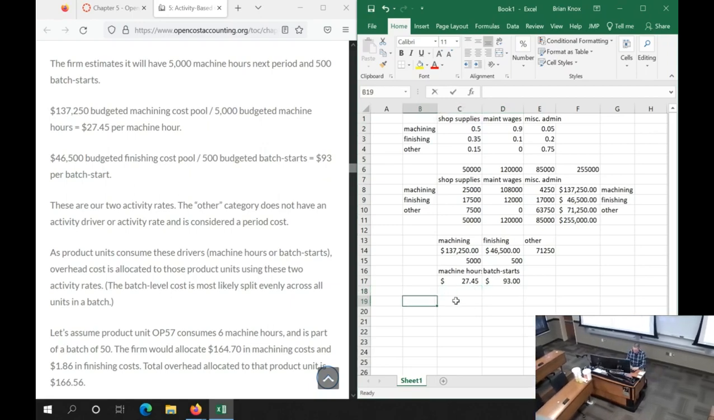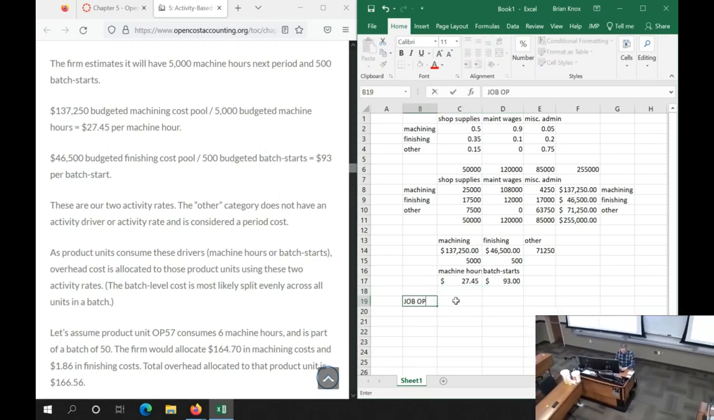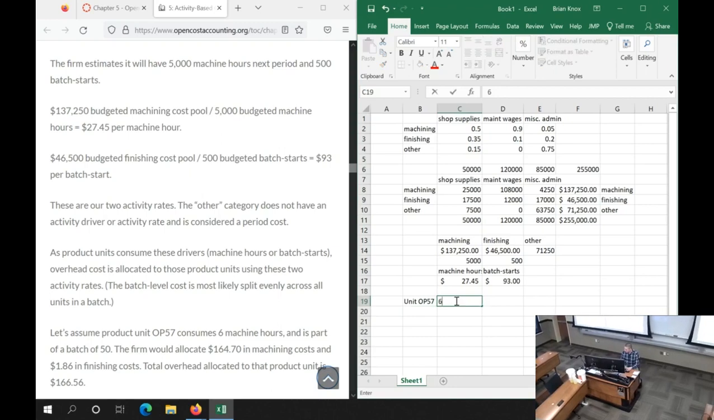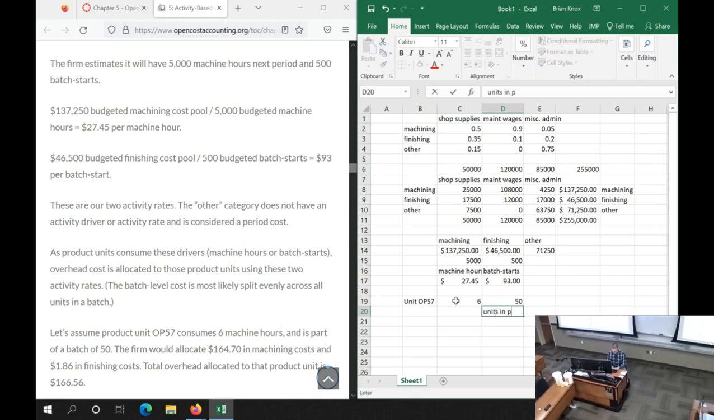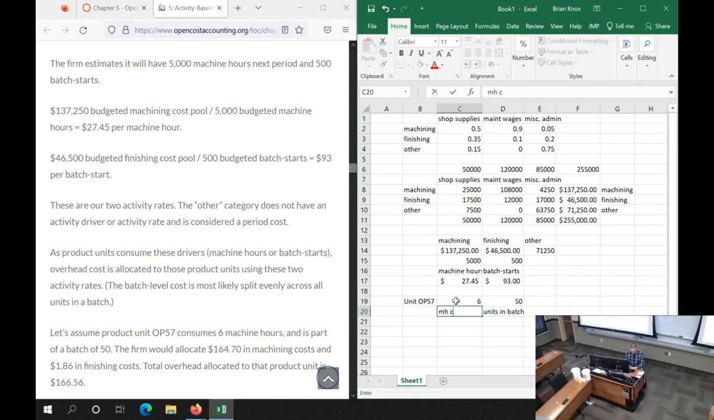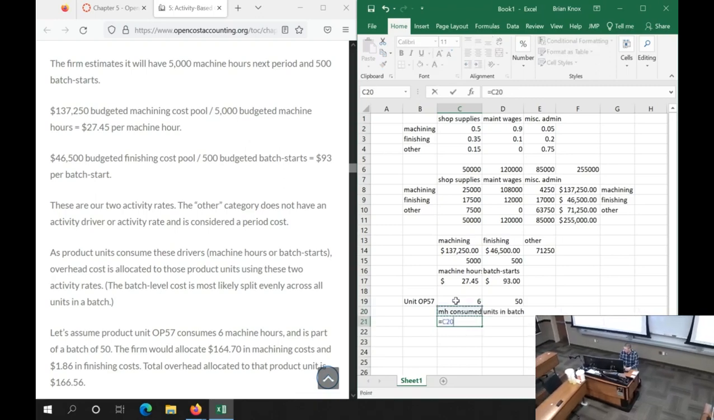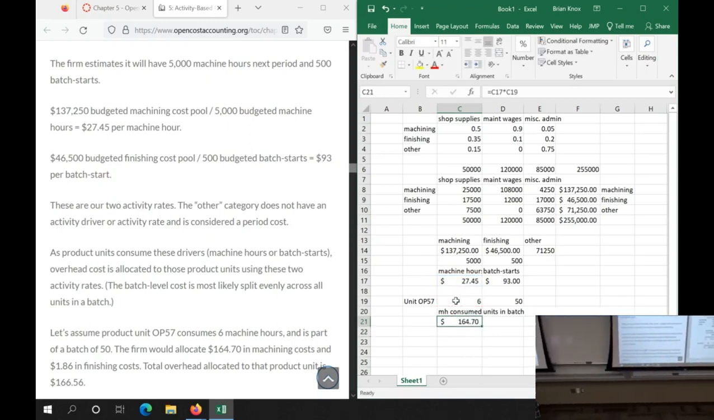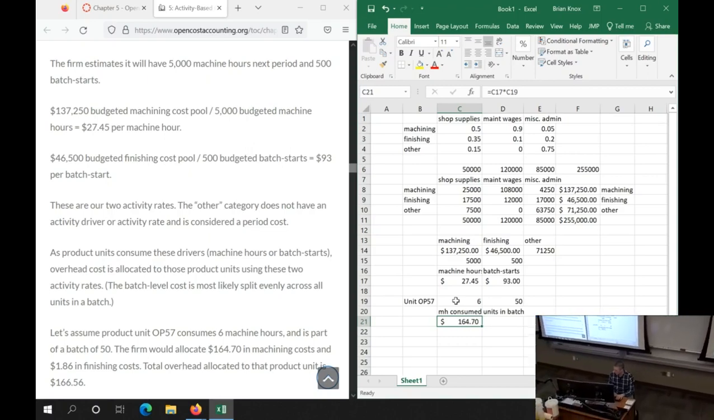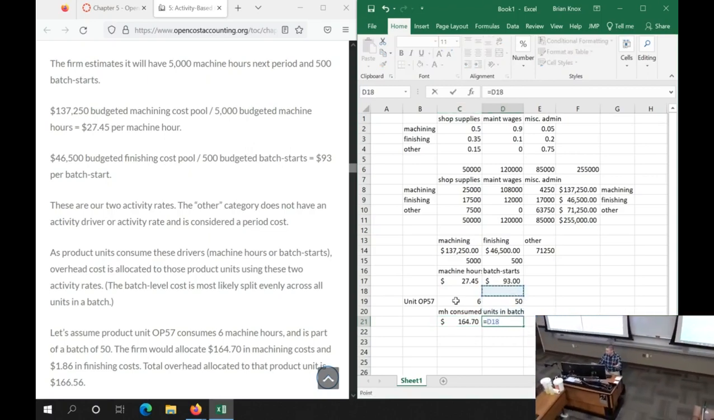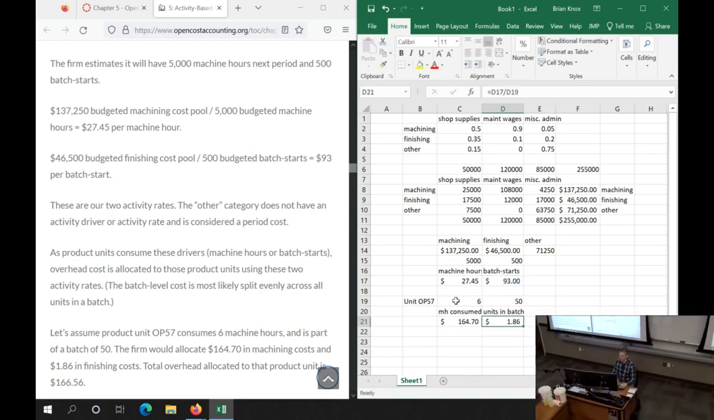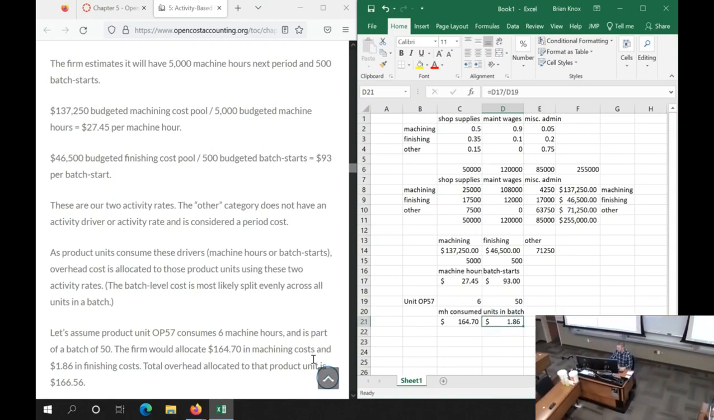And then as job OP57 or unit OP57 comes across, it consumes 6 machine hours and 50 units in the batch. We're going to charge it for its machine hours. It's going to receive $164.70 from the machining activity. And the batch as a whole will be charged $93. OP57 then would be responsible for 1/50th of that, since there are 50 units in the batch. So $1.86 in finishing costs.